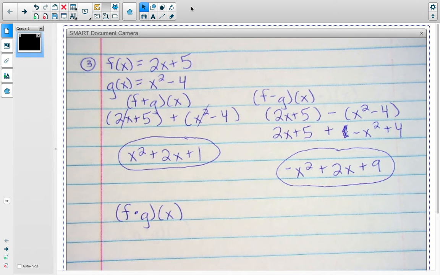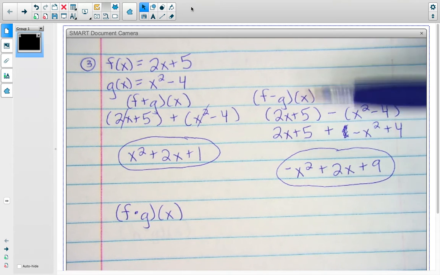So we have two functions that we're doing, and we're going through and doing each operation for each function. Now, sometimes you may not have to do all four operations. They may just ask you to add them together or just multiply. So make sure you pay attention to what the question is asking.